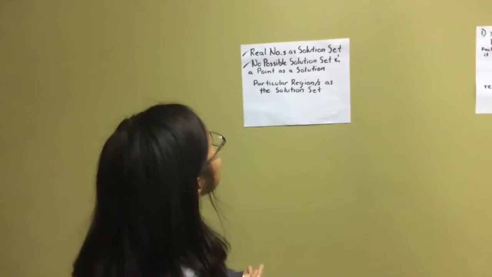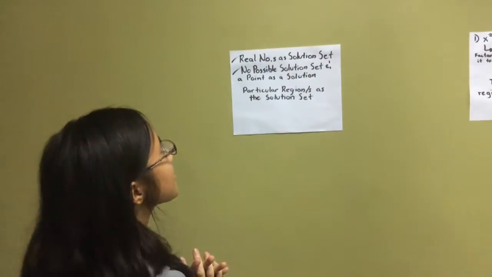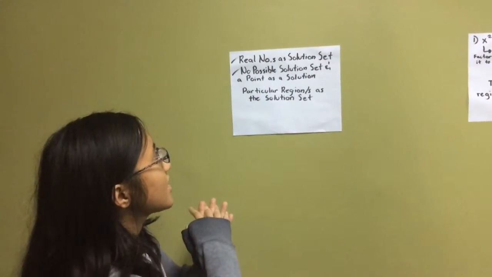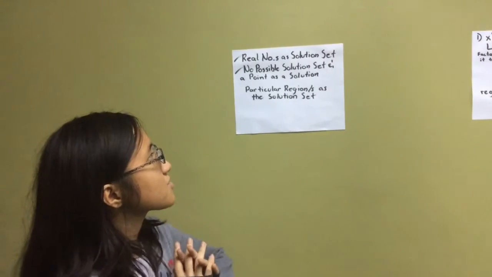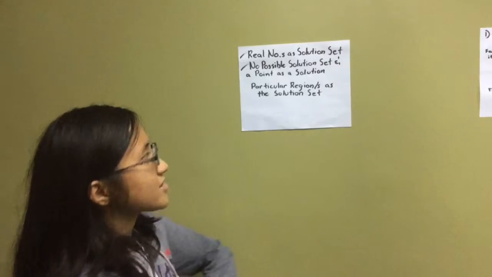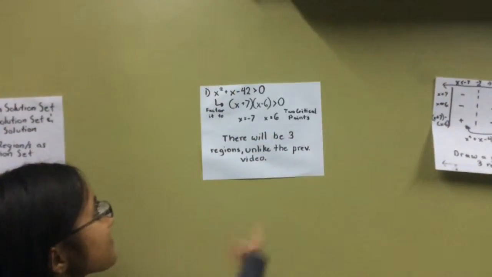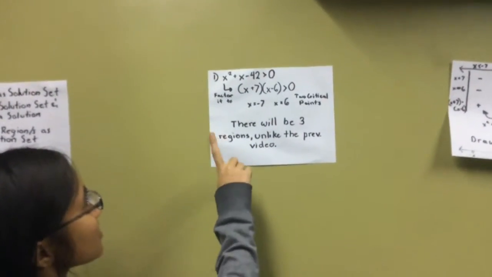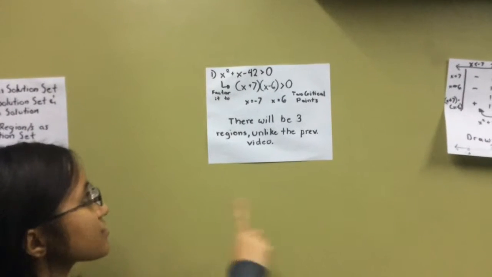So in the first two videos, you learned how to do real numbers as a solution set, and about no possible solution set, but a point as a solution. And now you're going to learn about particular regions as a solution. So this is the first problem, which is x squared plus x minus 42 is more than 0.